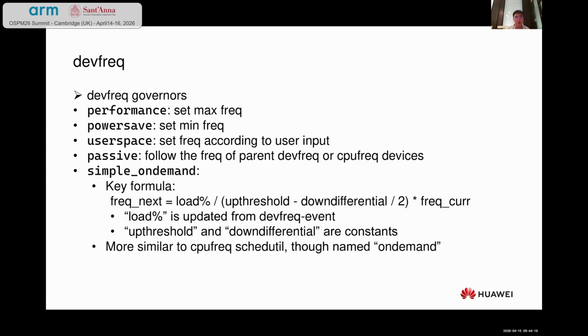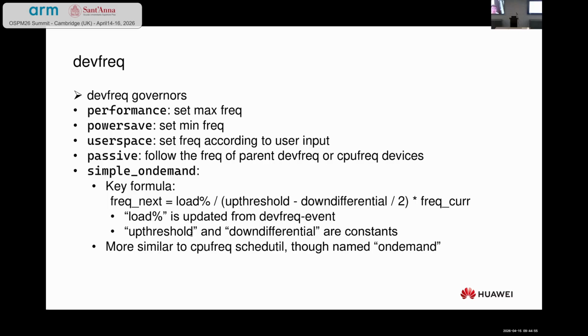Of course, there is some other corner handling in this governor. For example, when the load is beyond the up threshold, it will scale up to the maximum, and when the frequency is at the maximum, it will slow down the frequency scaling a little bit by this down differential constant. Those are some special handling, but the key formula is like this. Okay.